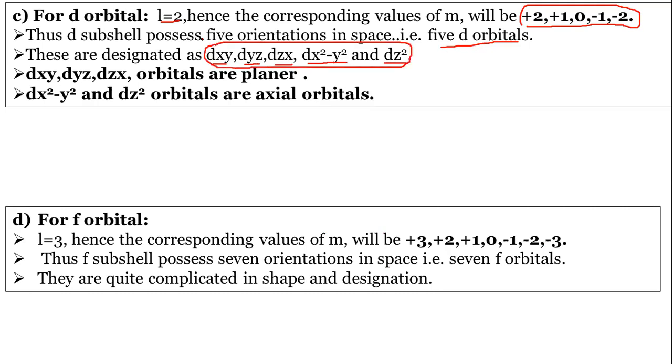डी सबशेल. आता त्याच्यामध्ये तीन बघा कशा असतात, dxy, dyz and dzx. The orbitals are planar, एका प्लेनमध्ये असतात. त्याच्यानंतर हे dx square minus y square and dz square orbitals are axial orbitals. आता त्याचा शेप ज्यावेळेस मी तुम्हाला दाखवेल, then I will show the shapes, then you will understand. These are in one plane.